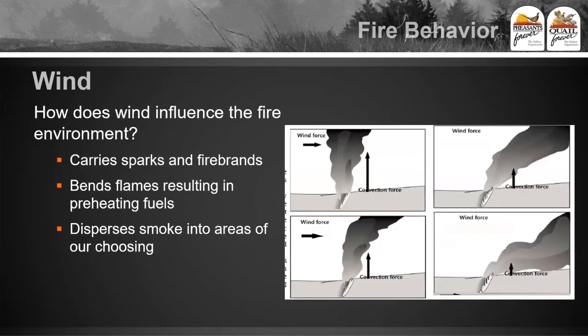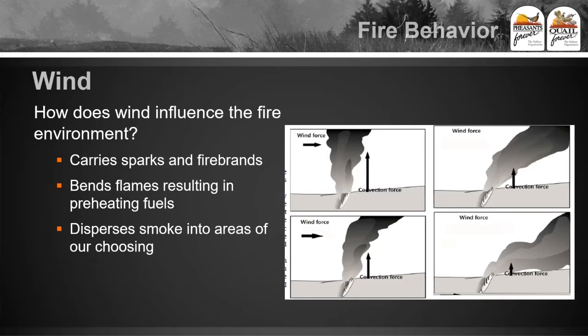Now, wind also influences our environment through smoke and flames. Wind can carry sparks and firebrands across our fire line, right? It can also bend the flames, which preheats the fuels, but it can also disperse smoke in areas of our choosing, which is a good thing.